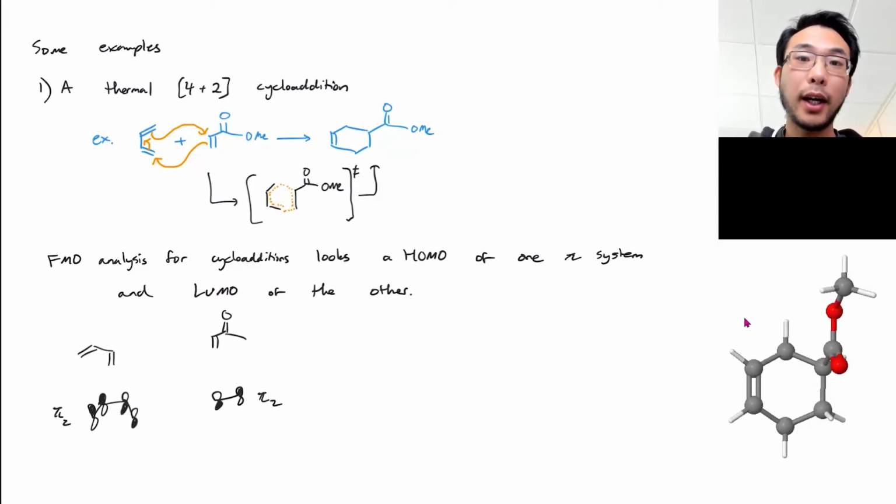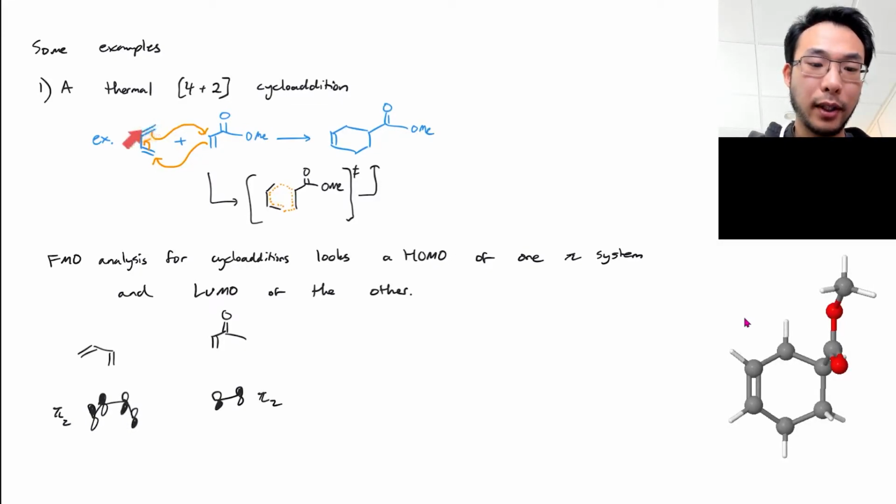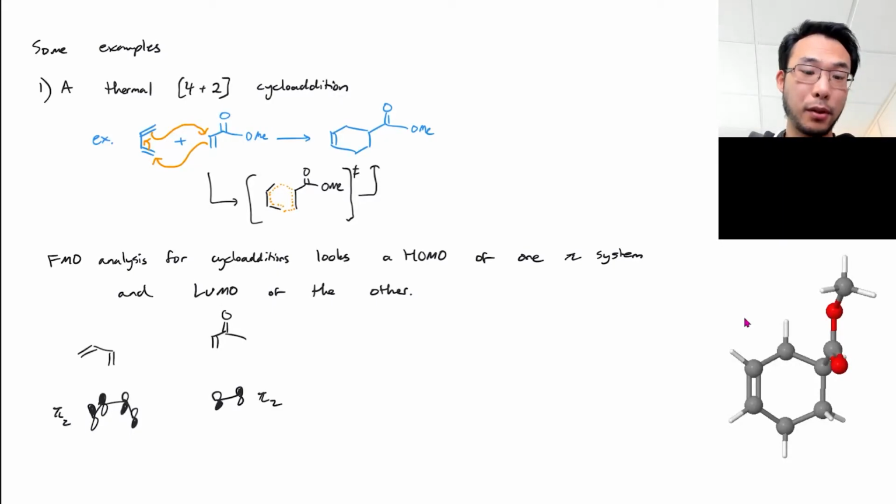And so if I go look at my pi molecular orbitals for a 4-atom system like this with 2 pi bonds and a 2-atom system like this, then I can go figure out what my HOMO and LUMO are. I've shown them to you here, so go verify this for yourself. This is the HOMO of butadiene. This is the LUMO of just ethene, or ethylene.